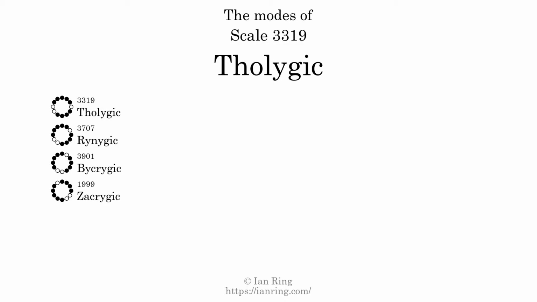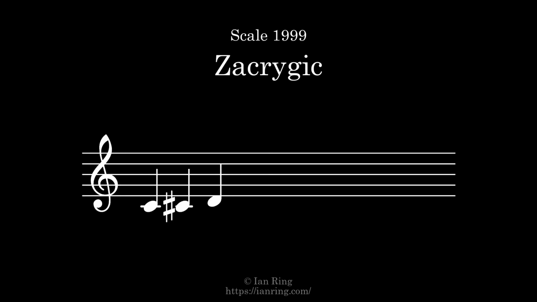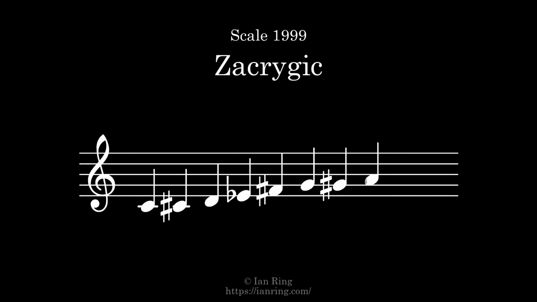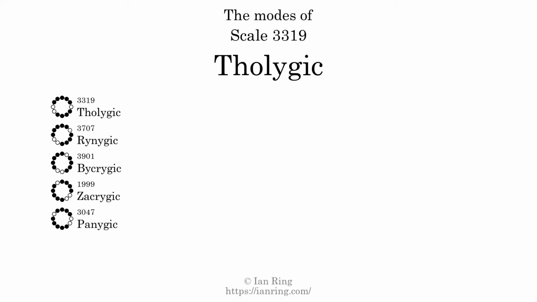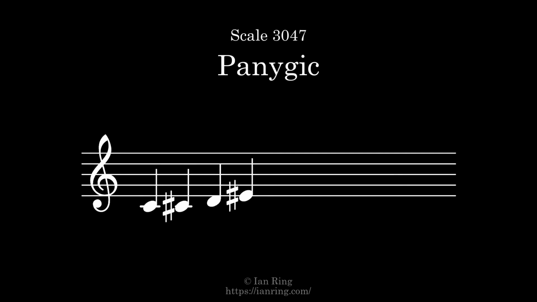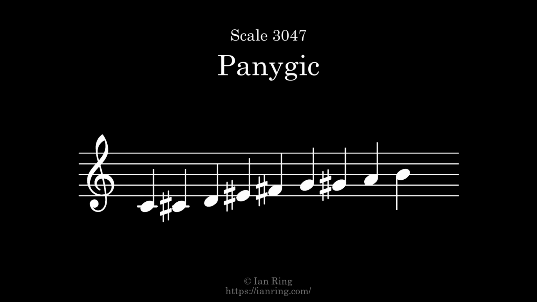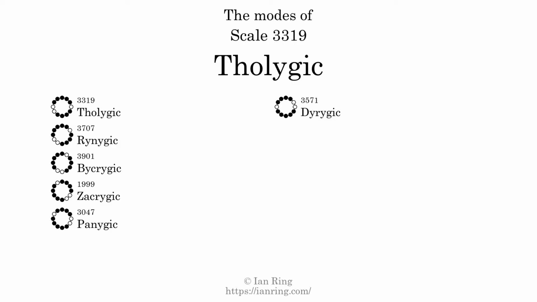The fourth mode is scale 1999, also known as zicrigic. It sounds like this. The fifth mode is scale 3047, also known as panagic. It sounds like this. The sixth mode is scale 3571, also known as dirigic. It sounds like this.